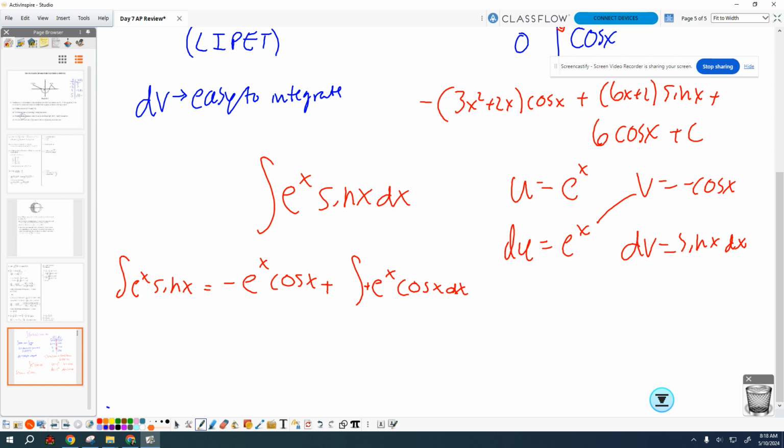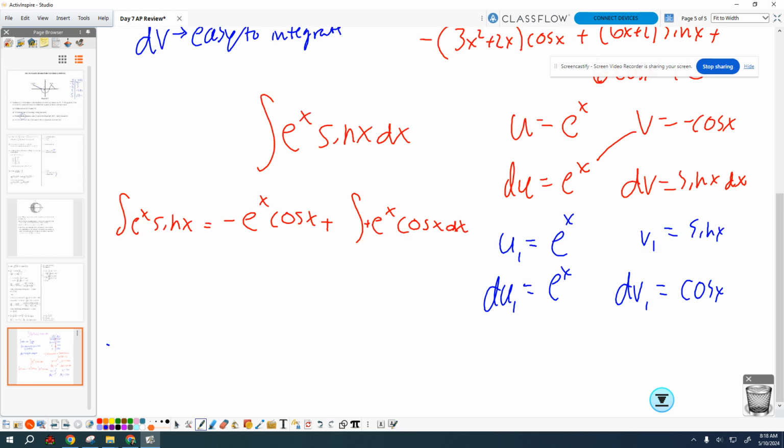Okay, so this is what I meant by whatever you chose as your U value up here, be consistent and choose again. If you chose trig first here, choose trig first again. So all of this is negative e to the x cosine x plus uv minus the integral of v du.